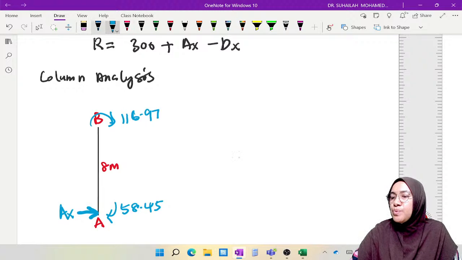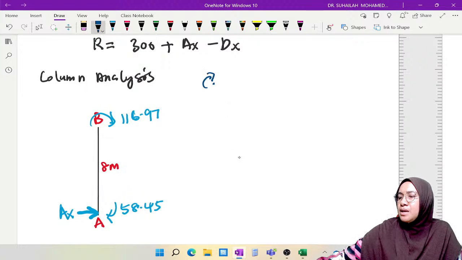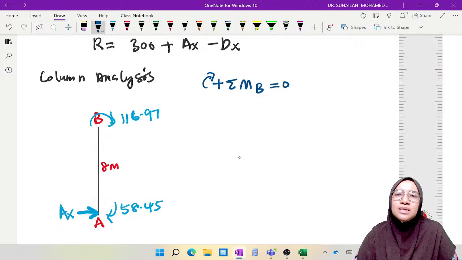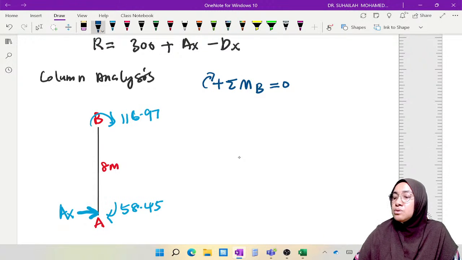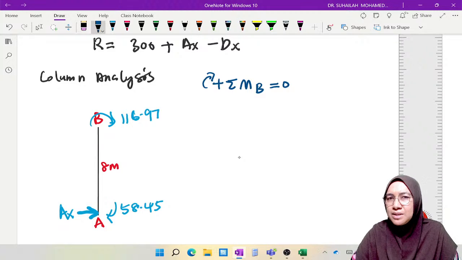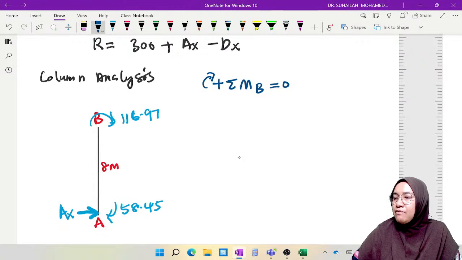So what we should do is take moment at B. When we take moment at B, we can get AX. It is just like static equilibrium, like we analyze a simply supported beam. By taking moment at B, AX tak masuk, AY tak masuk dalam calculation. 300 also tak masuk dalam calculation. That is why I only put whatever needed.